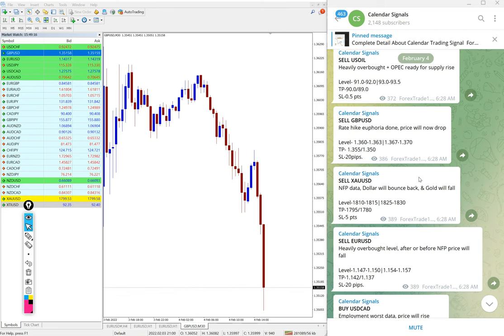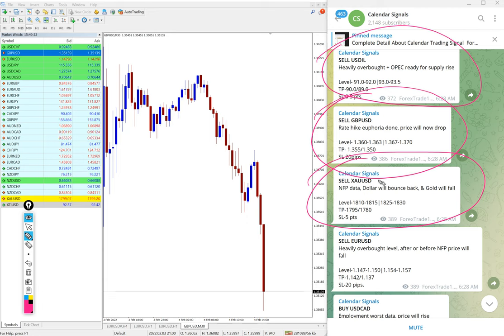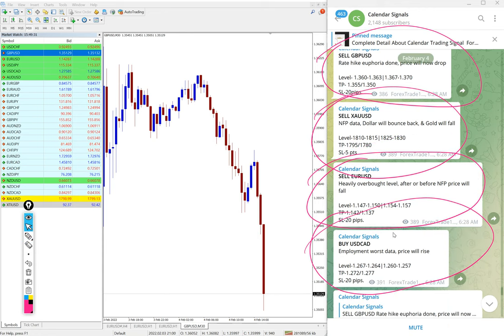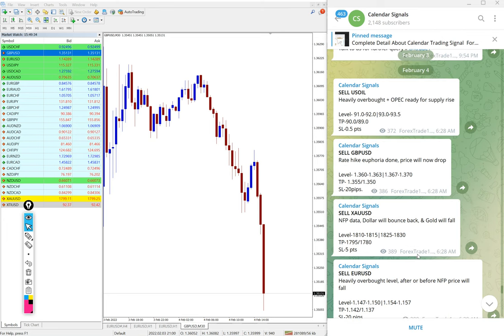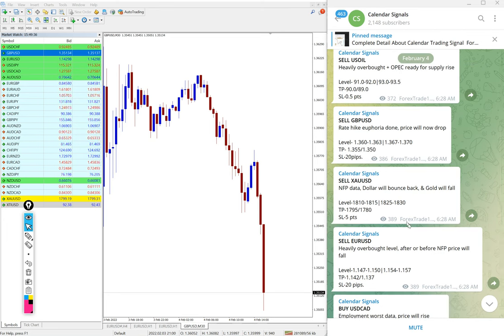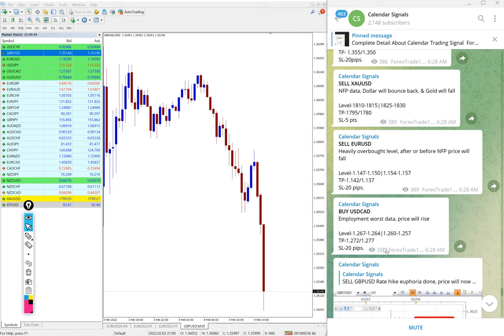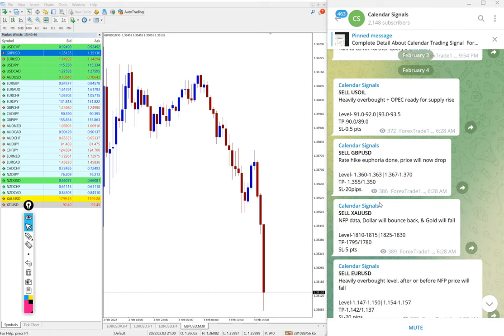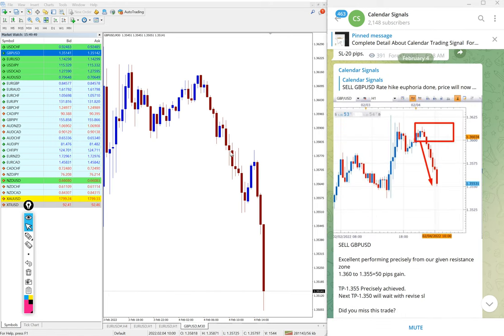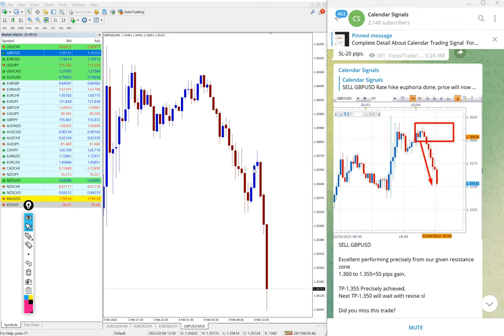And today we gave the following signals: sell US oil, sell GBPUSD, sell XAUUSD. XAUUSD is gold. Then sell EURUSD and buy USDCAD as well. These signals are given for free today. And we will see the performance of the signals now. Out of these, three signals already performed and made good profit, we will see in detail now. First, we will see the performance of GBPUSD.